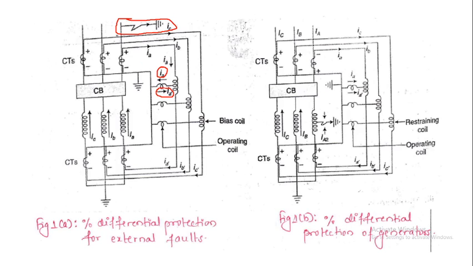Okay, so in this phase the fault has occurred externally, with the current IA we have marked. This IA is flowing in this operating coil because of the upper CT, in this direction. Say if I have it as 5 amperes and this is minus 5 amperes, they cancel each other. So no current flows through the operating coil of phase A, hence the relay is not going to operate. So this is for the normal operating condition, or we can have it for external faults.